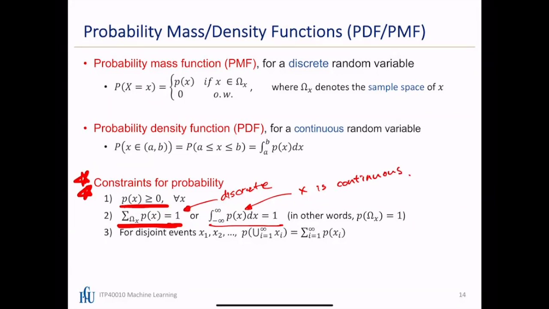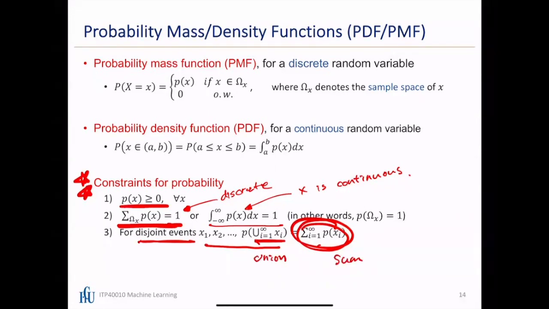And the third condition: if you have disjoint events, so you have a dice, and this single dice cannot be 1 and 4 at the same time. It should be only one number, right? So you have 6 disjoint events with a single dice. It can be only one number at one time. It cannot be 2 different numbers at the same time. So if you consider this kind of disjoint events and take the sum of those probabilities, that is the probability of the union of all events.